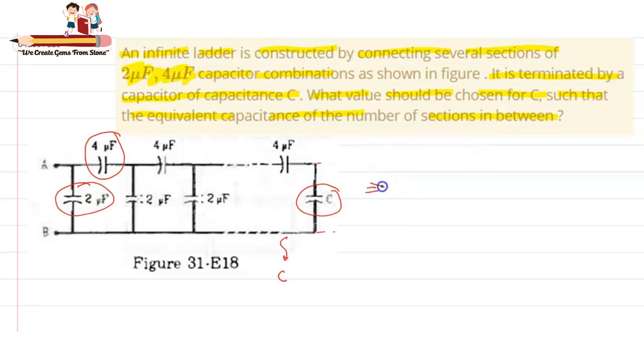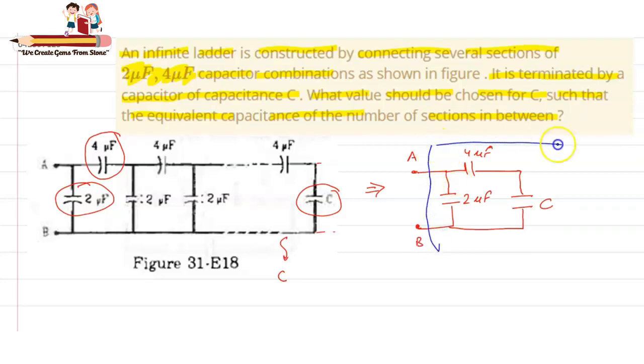Now if we redraw this figure, this is point A and this is point B. Here we have a 2 microfarad capacitor, and here we have 4 microfarad capacitors, and the whole network or section is being terminated by this capacitance C. Now, if we terminate this section, then the capacitance of this section will be equal to C.